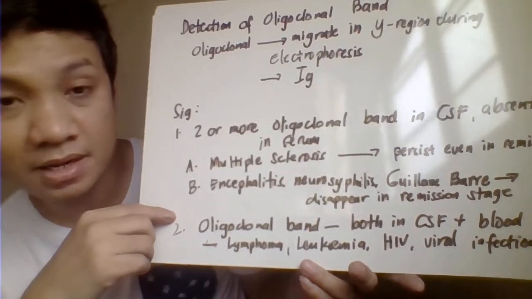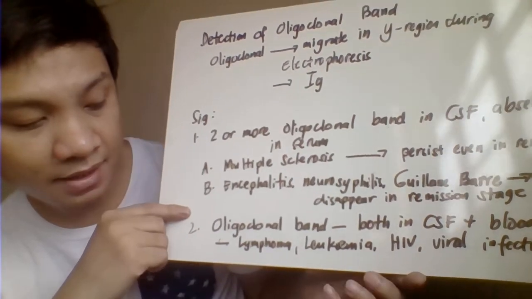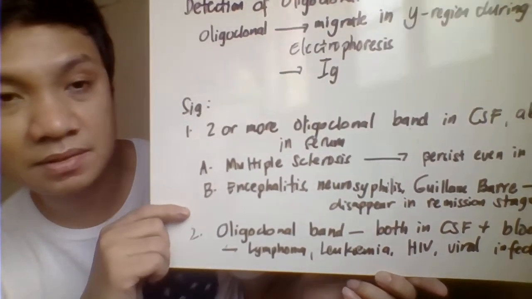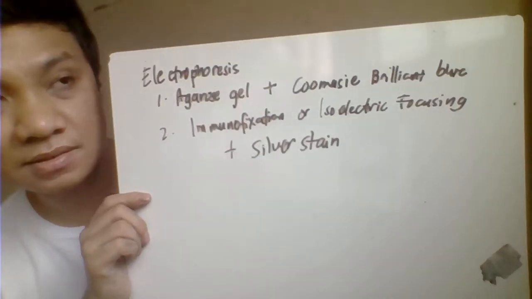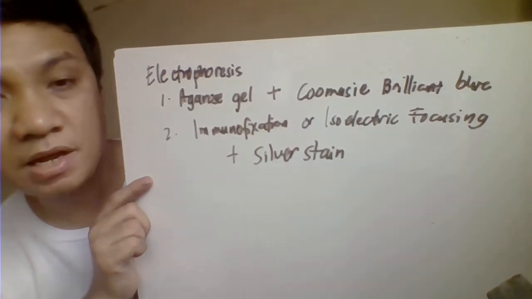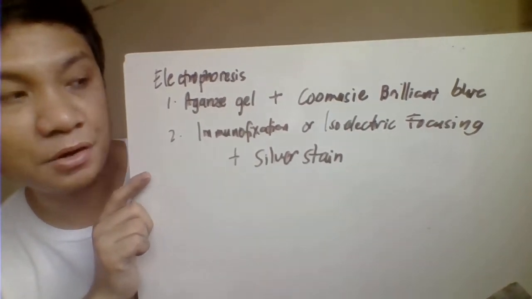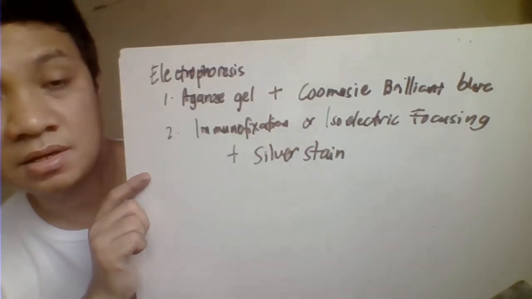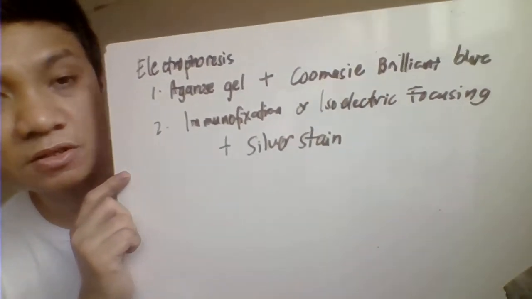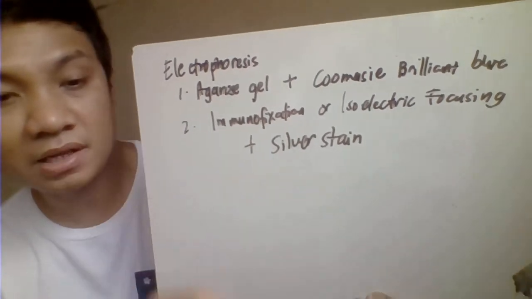or in your blood, which signifies conditions like lymphoma, leukemia, HIV, viral infections, and many others. You could perform the electrophoresis. You could have your agarose gel followed by Coomassie brilliant blue staining reaction, and you could also have your immunofixation or isoelectric focusing followed by the silver stain to visualize your electrophoretogram.